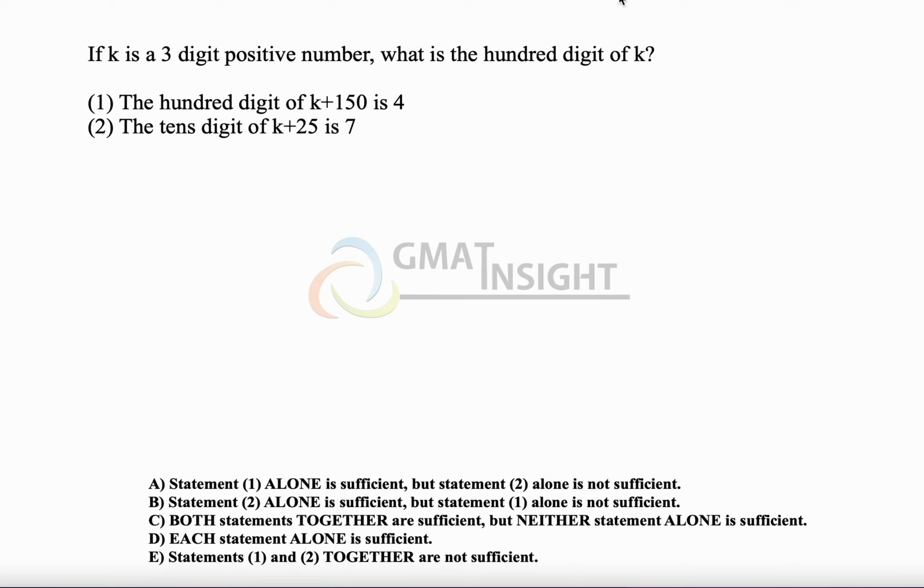If k is a 3-digit positive number, what is the hundredths digit of k? Now here we have a question. K is a 3-digit positive number. What is the hundredths digit of k? The hundredths digit of k plus 150.